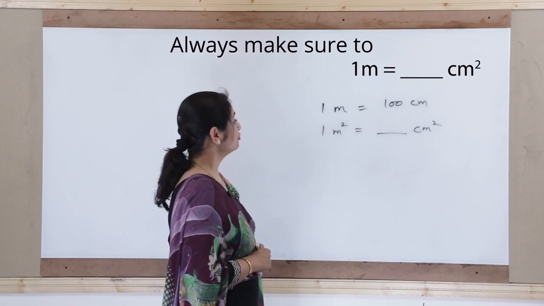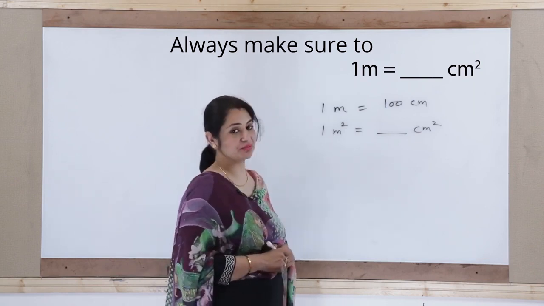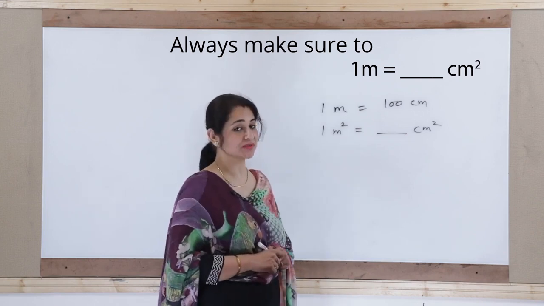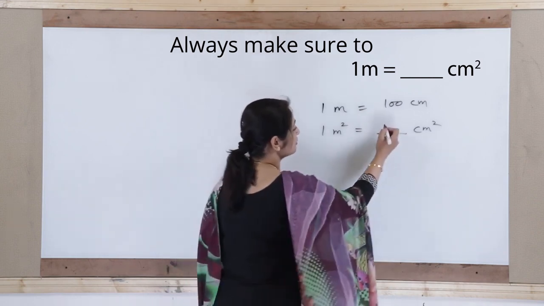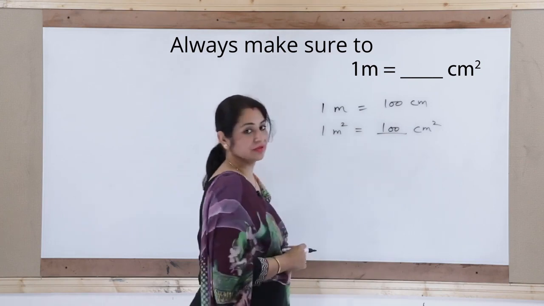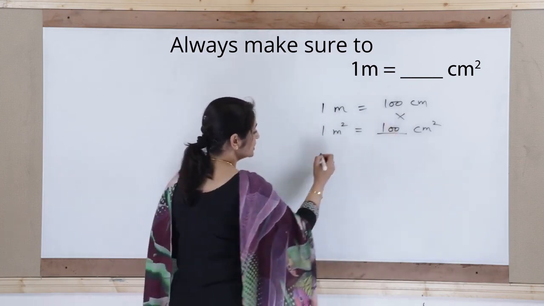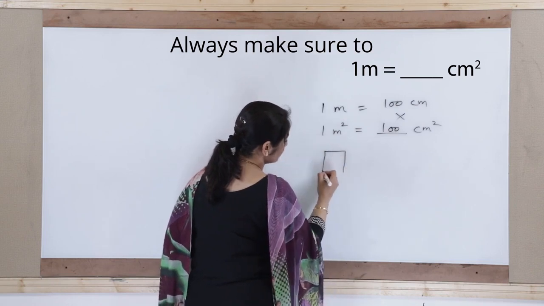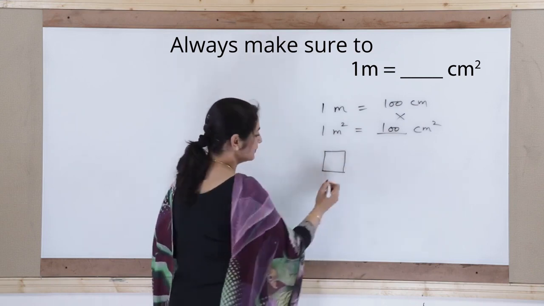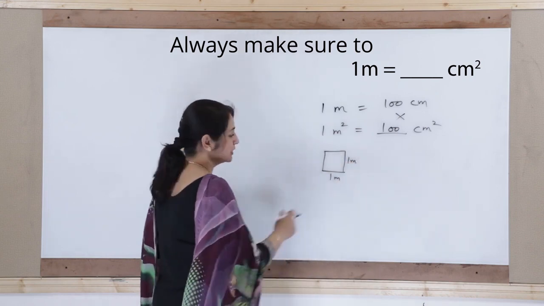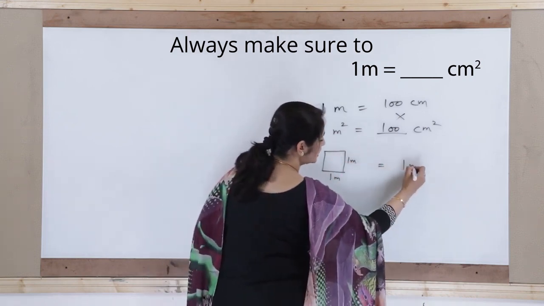Now look here, 1 meter is equal to 100 centimeters. Then 1 meter square is equal to how many centimeter squares? Is it okay if I write 100 here? No, it's not okay. Why? Let me tell you. Suppose this is a square of 1 meter size. Its length is also 1 meter and breadth is also 1 meter. So the area will be 1 meter square.